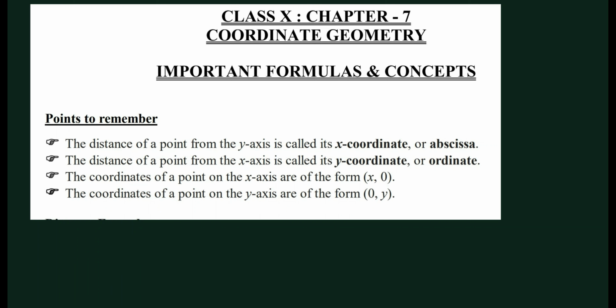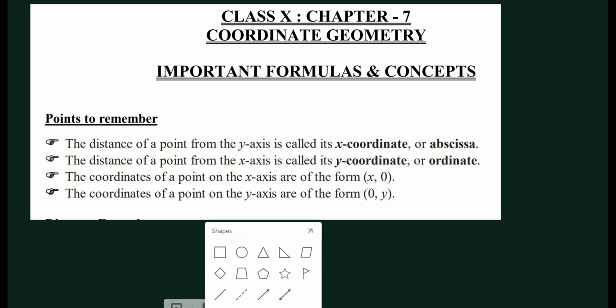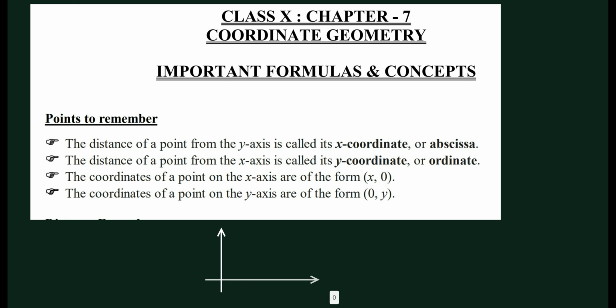The distance of a point from the y-axis is called its x-coordinate, also called the abscissa. Now you see, we already discussed this in the 9th class also. This is the y-axis and this is the x-axis. So where can we identify the point on the x-axis?